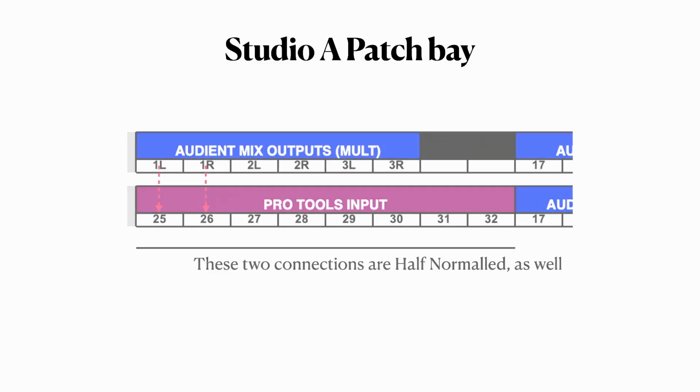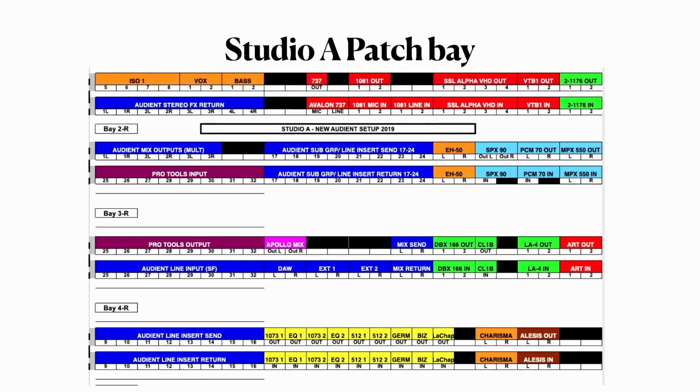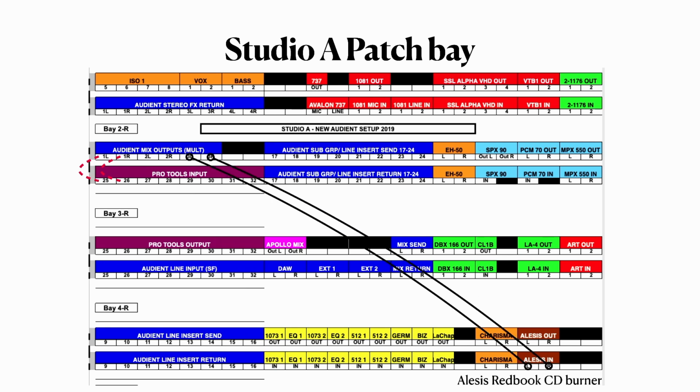These connections are half normal as well, all right? So what happens is we want to send not only to 25 and 26, but we also want to take another set and send it to a Redbook standard CD recorder by Alesis. We could send that out to that CD recorder. And then we can also have an analog mastering tape machine, a half-inch tape machine. We could also send that same mix output to the mastering tape machine at the same time. So all 3 of these are working at the same time.